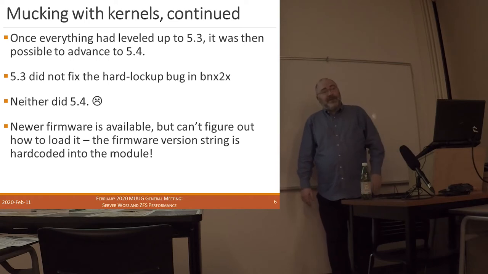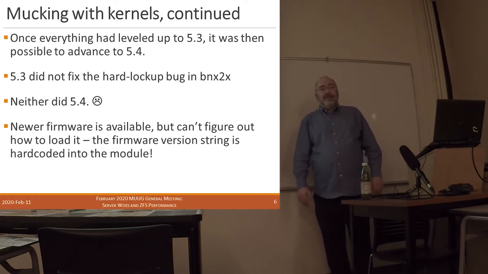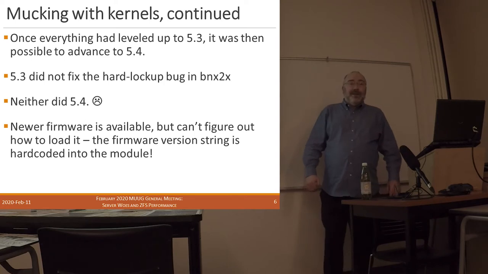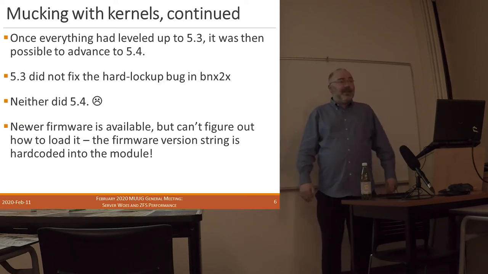But once I got to 5.3, I discovered those 10 gig interfaces still lock up the server hard when I try to use them. Oh, crud. Now what do I do? All right, I'll try 5.4. That's the latest thing that Debian developers are working on for this version of Debian. 5.4 didn't fix it either. This sucked, to put it mildly.